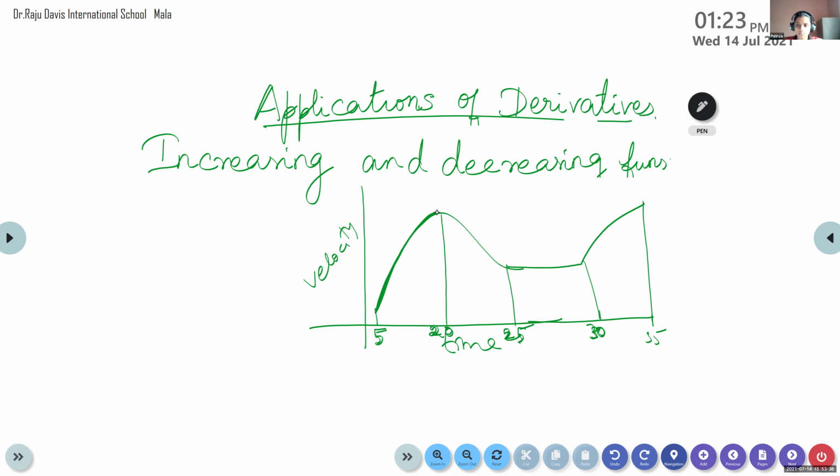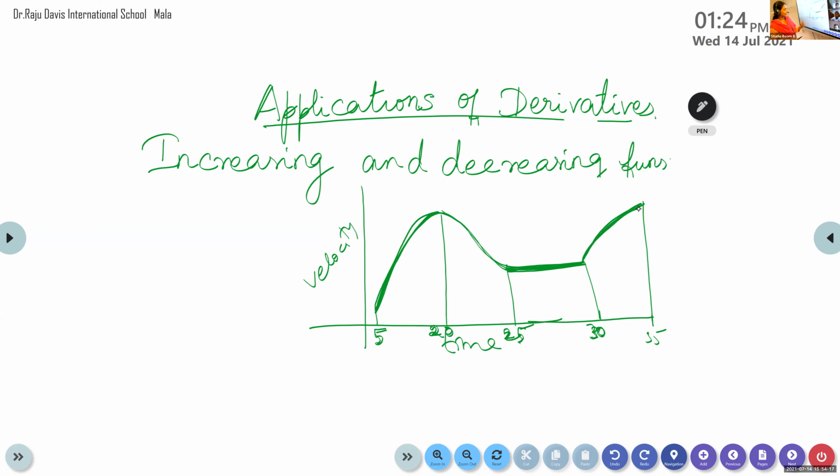Yes, Gauri. It is increasing, isn't it? Within the time limit 5 to 20 minutes, the speed or velocity is increasing. After that, what happened? The driver is reducing the speed, isn't it? Look here, it is decreasing. The velocity is decreasing. But what about here? It is a straight line. There, velocity is constant. There is no change. Although time is changing there, velocity is not changing. Again, after 30 minutes, once again he increased his speed.